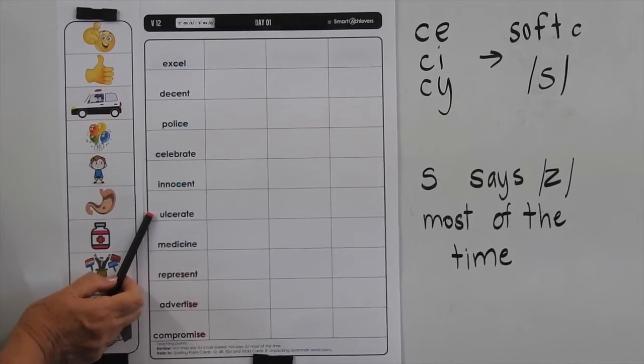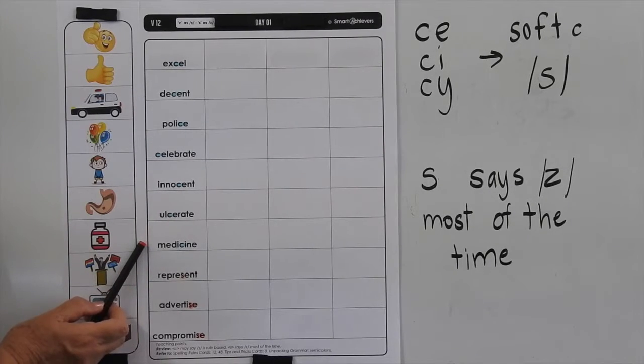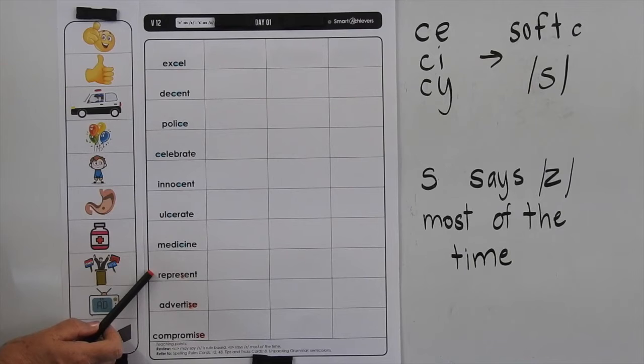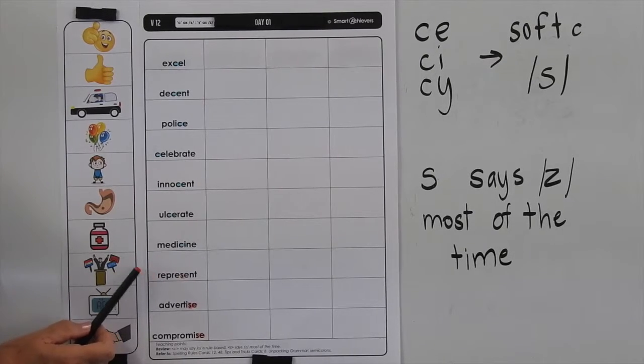Ulcerate means to develop into or become affected by an ulcer, which is an open sore which fails to heal. Medicine is the practice of diagnosis, treatment and prevention of disease. It can also be a preparation for the treatment or prevention of disease. Represent is to be entitled or appointed to act or speak for someone in an official capacity. It can also mean to amount to, so you might use it in a sentence such as, this figure represents.